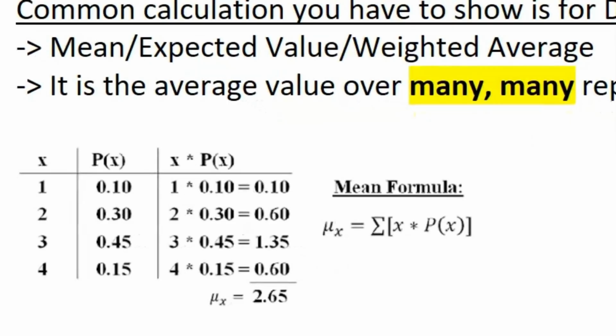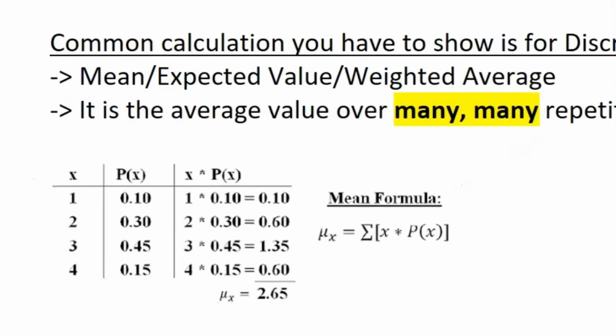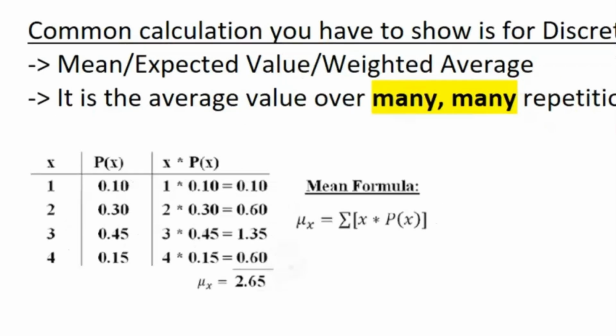You can see x basically just describes the value of that discrete random variable, and then p of x is just the probability of each of those variables. So what you would do is quite literally just multiply across: 1 times 0.1, 2 times 0.3, all the way to the end. Then whatever you get, you add everything, and that is your mean, weighted average, expected value.